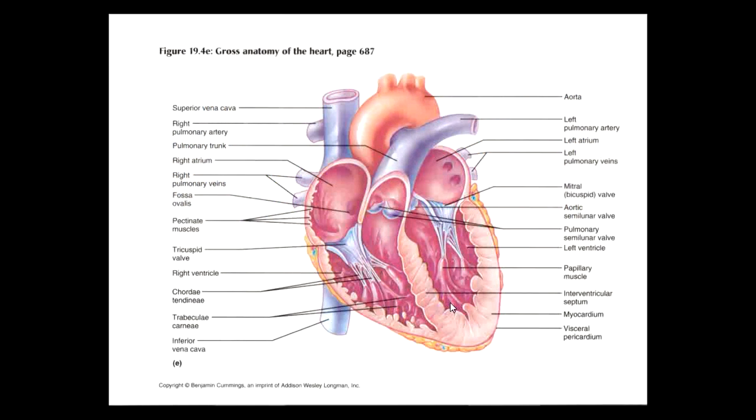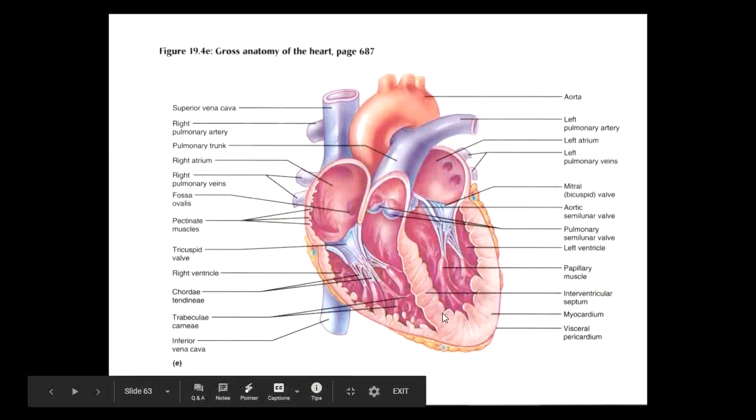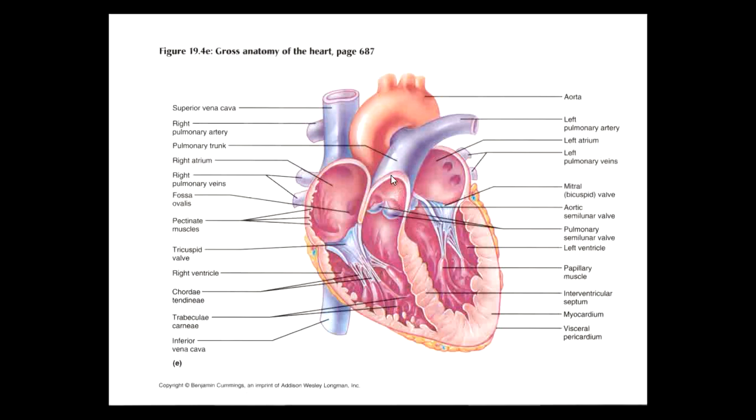And this is where you can see it right here. So here's the atria right here. This is the right atrium. This is the left atrium. And then this would be the right ventricle. And this would be the left ventricle. And this is that interventricular septum that runs up to here. You can't see the interatrial septum because it's behind this vessel right here, this pulmonary artery. So you can't see that.